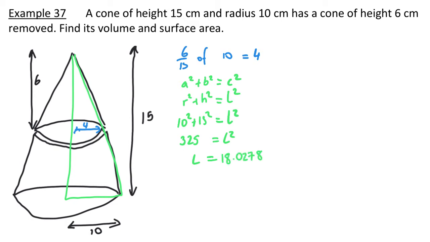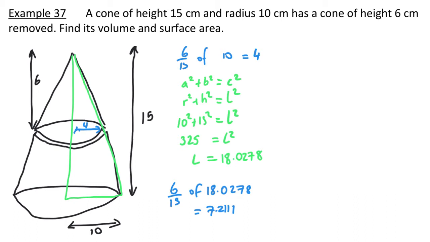18.0278. And if that's the slant length of the large cone, then the slant length of the smaller cone is going to be the same fraction, so it's going to be 6/15 of 18.0278, which is 7.2111. So we've got all the measurements that we need.